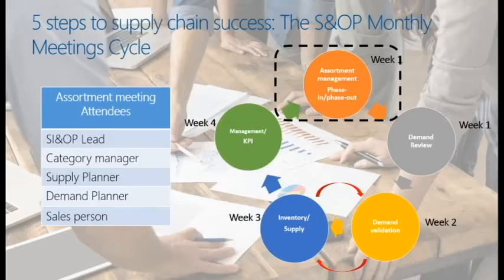Reviewing the demand, validating that demand, collaborating with the inventory and supply chains and the management of your organizations. Typical attendees on the left-hand side would be your category managers, supply planners, demand planners, salespeople, marketing, and you may also want to involve potentially those involved in the production processes if you're a manufacturing organization, and also from the point of view of storing the products, the warehouse manager or the operational director or manager as well.